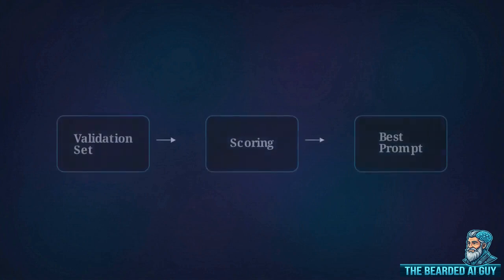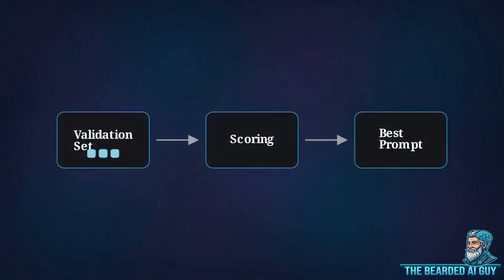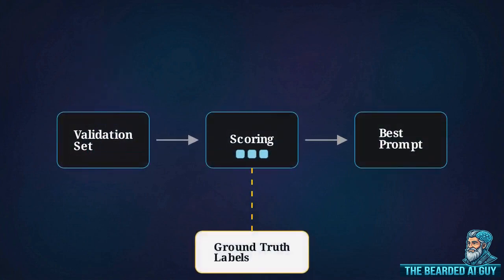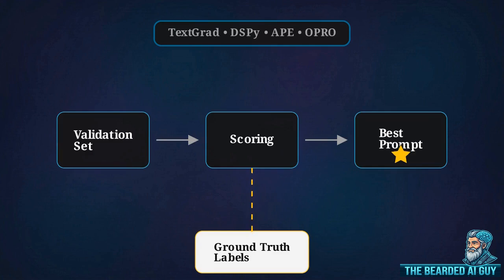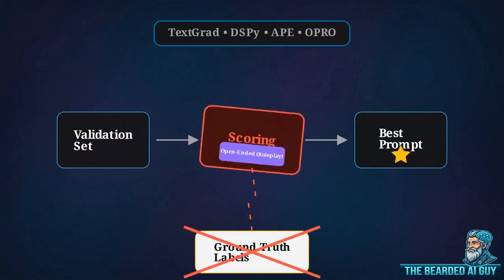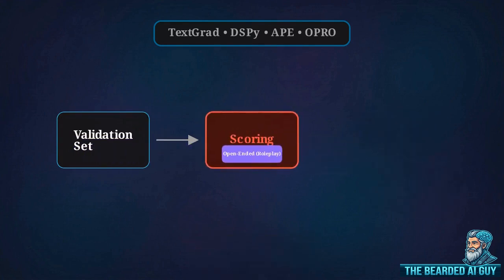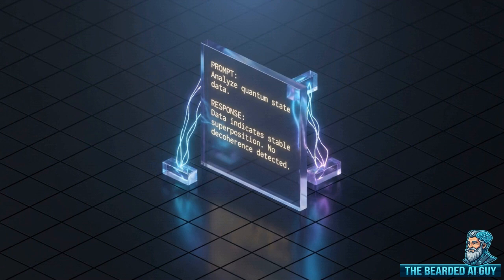The traditional pipeline runs variance against a validation set, scoring against ground truth to find a winner. This recipe, standard for TextGrad and DSPy, is effective but tethered to labels. It's unusable for open-ended tasks like roleplay, where subjective answers can't be scored by a static key. SPO's primary contribution was testing whether the optimization engine could function without that answer key.